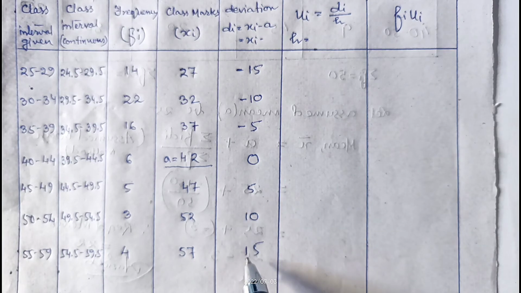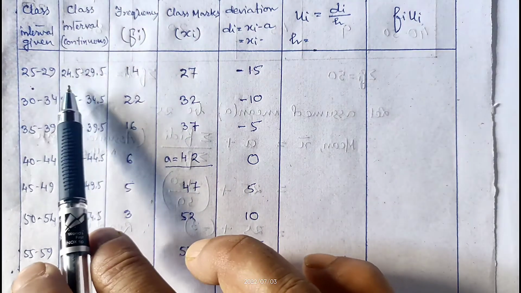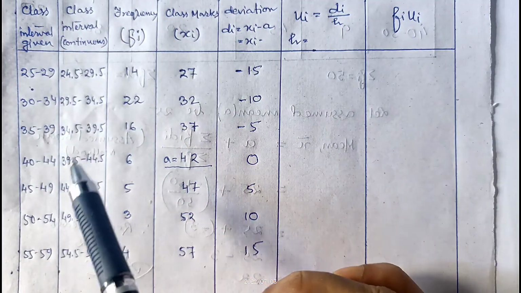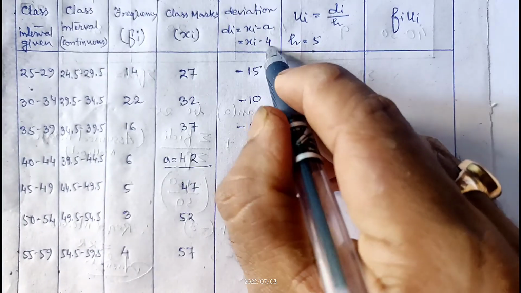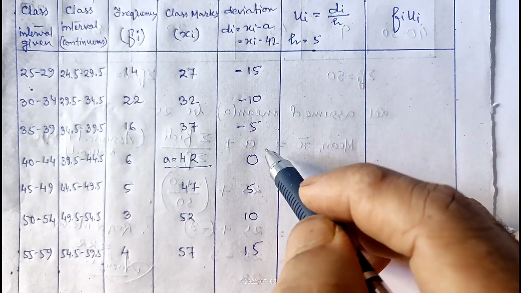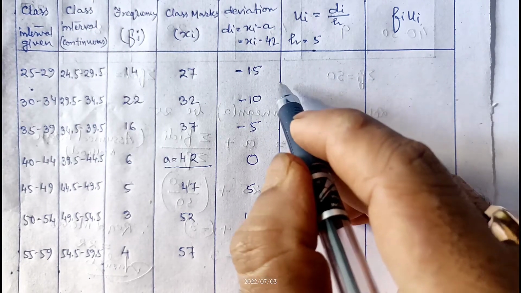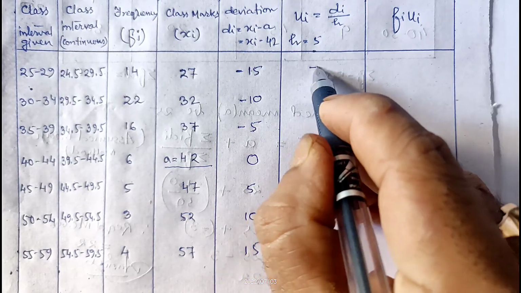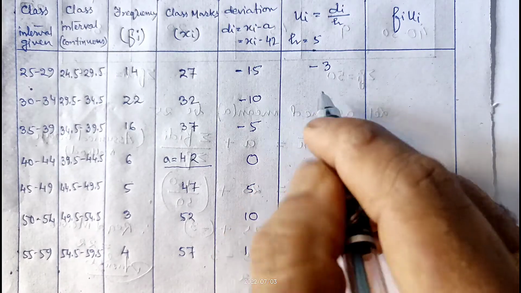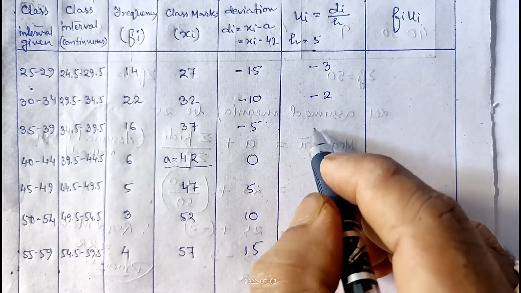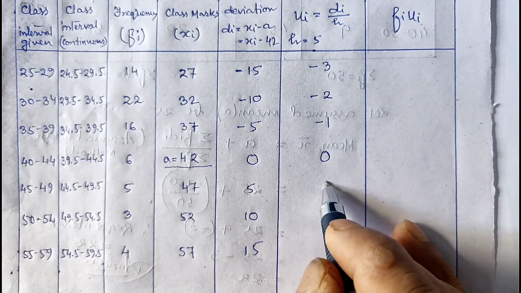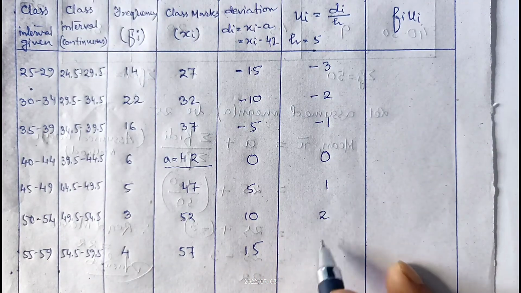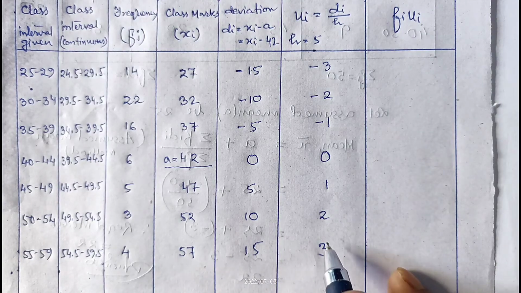After calculating the deviations, we have to divide each of them by the class size. Here the class size is 5, so h is 5, and here we write A as 42. Now all these deviations we have to divide by 5. Minus 15 by 5 is minus 3. Minus 10 by 5 is minus 2. Minus 5 by 5 is minus 1. 0 by 5 is 0. 5 by 5 is 1. 10 by 5 is 2. And 15 by 5 is 3. So we got these u_i values.